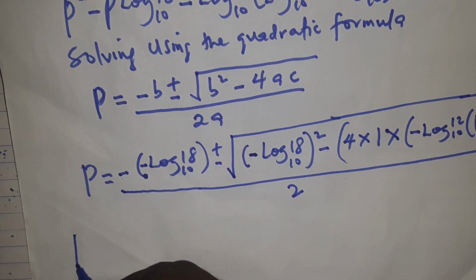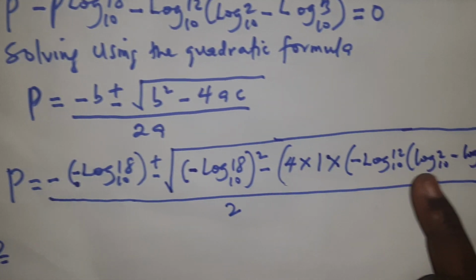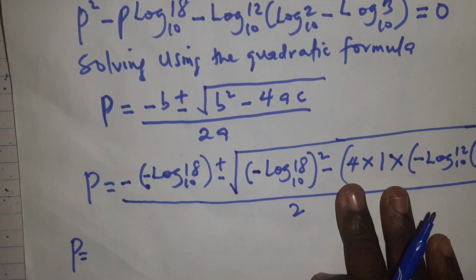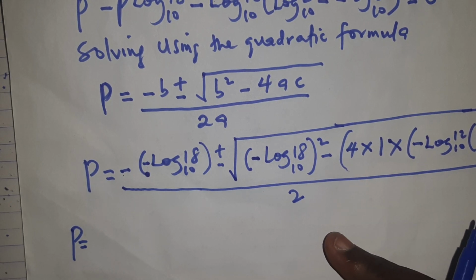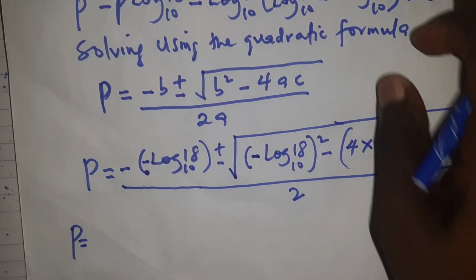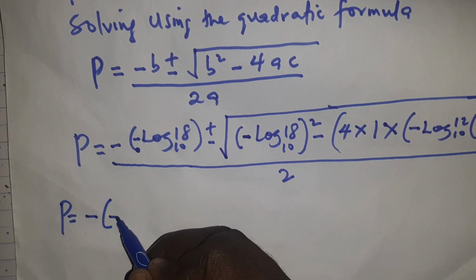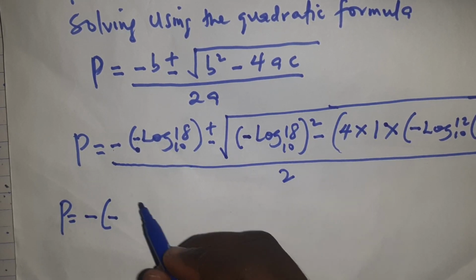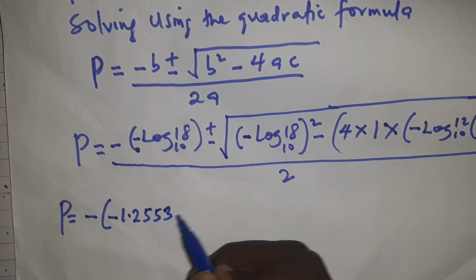So let's now get the values from log 18 base 10. Using your calculator or using your four-figure table, we can get the values of log 18, log 12, log 2, and log 3. Anything you get must be rounded to 4 decimal places. So we now have p equals minus, open bracket, minus, the value for log 18 base 10 will be 1.2553 if you use your calculator, or you use your four-figure table.